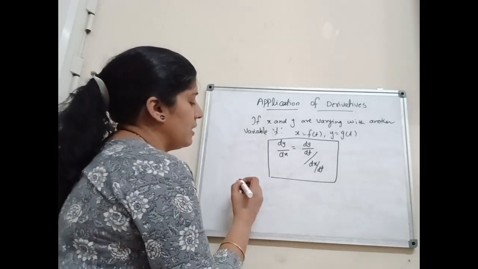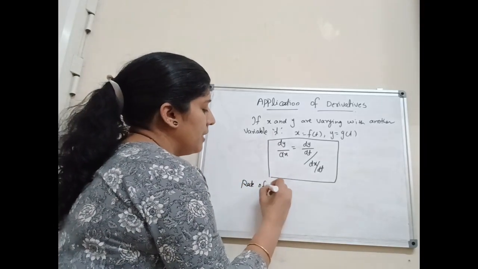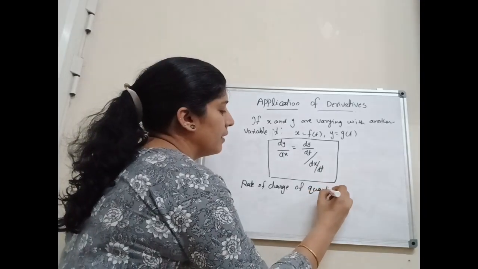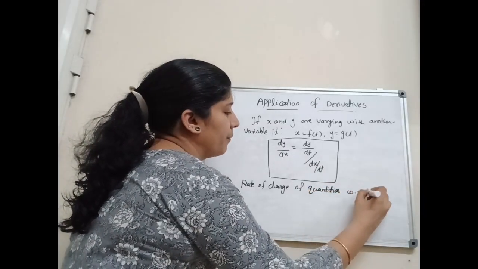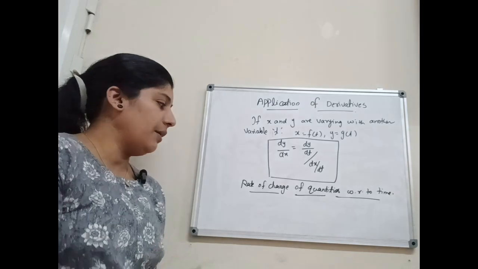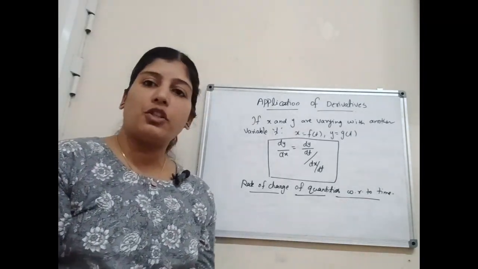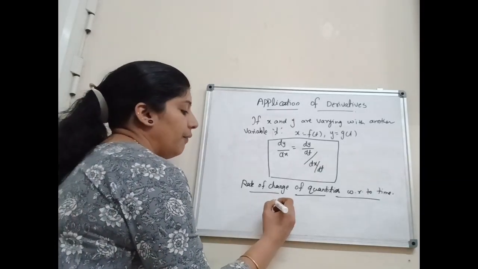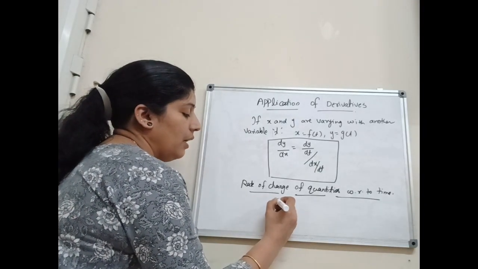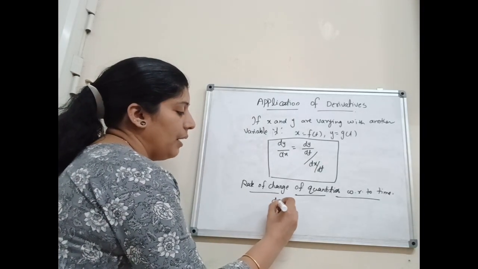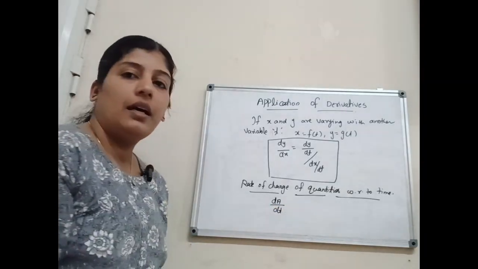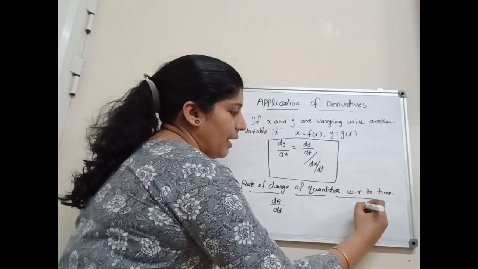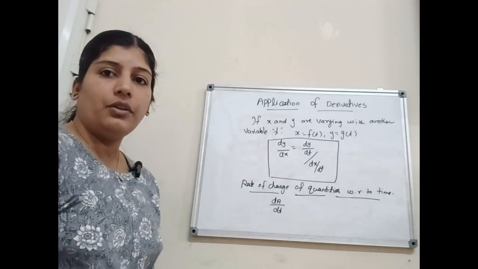Next section is rate of change of quantity with respect to time. Next, rate of change of quantities with respect to time. In this case, some questions are like, find the rate of change of area of a circle with respect to time. That is dA by dt we have to calculate. How can we calculate dA by dt? We don't know. Area is not related to time. Area is always related to radius.